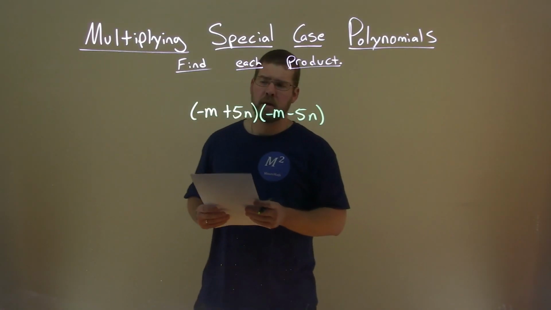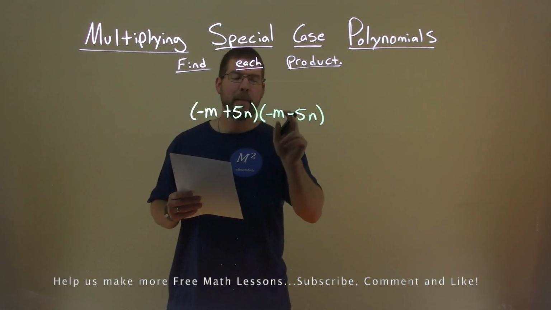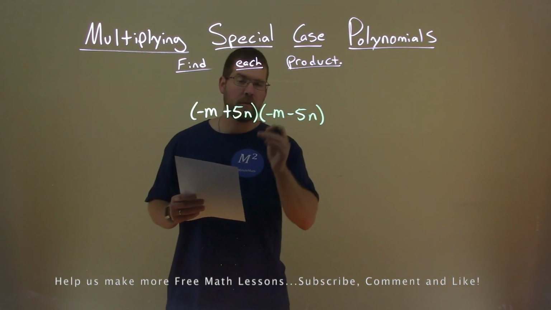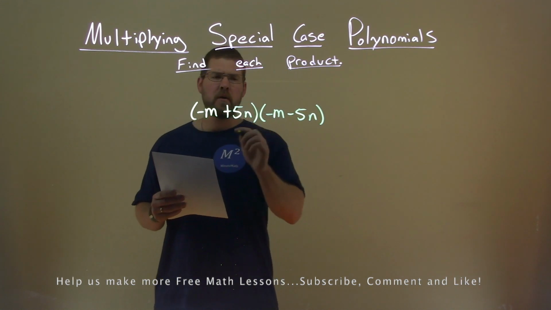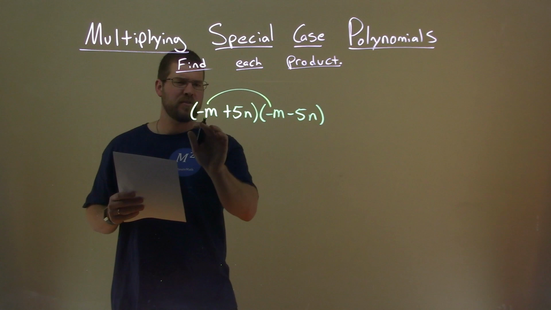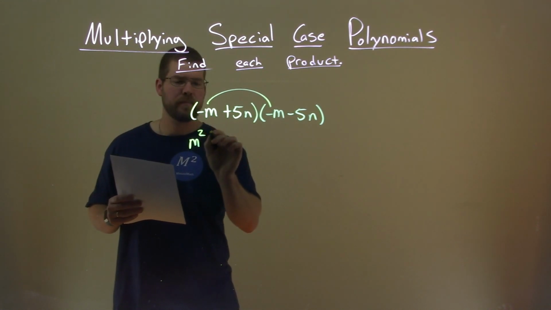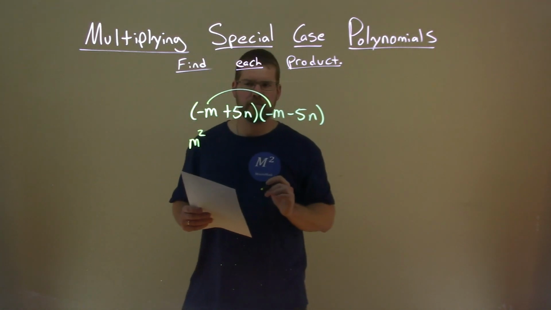We're given this problem right here, negative m plus 5n times negative m minus 5n. And we want to find this product. First thing, negative m times negative m is, well, two negatives make a positive, so we have a positive m squared. Okay, be careful with your negatives.